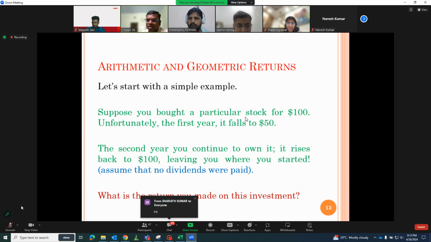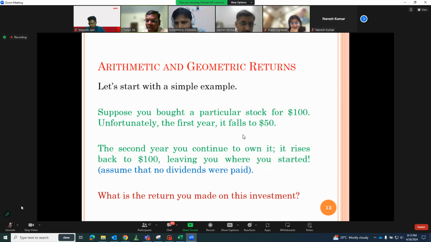That $100 came down to 50. How much return have you generated? Minus 50% for the first year. Second year from 50, it rose to 100, which means there is a plus 100% return. So if you take the average of it, how much will it be? 100 minus 50 will be 25%, right? Average for 2 years, divided by 2.